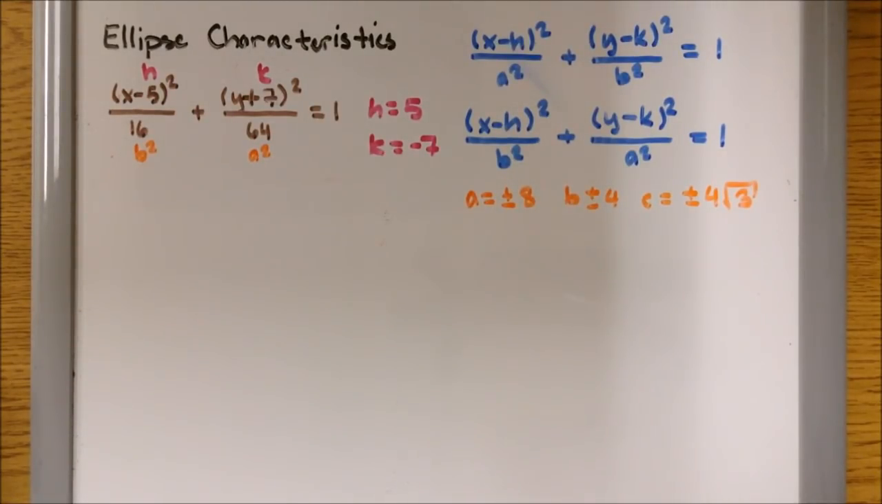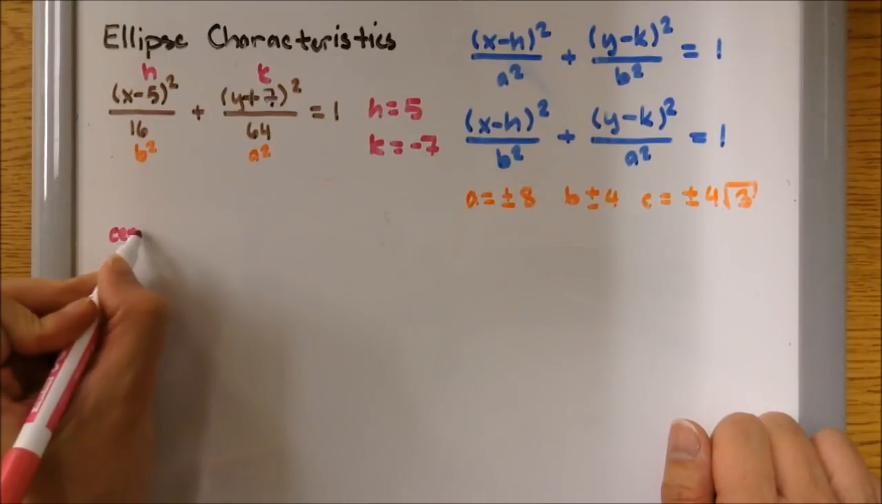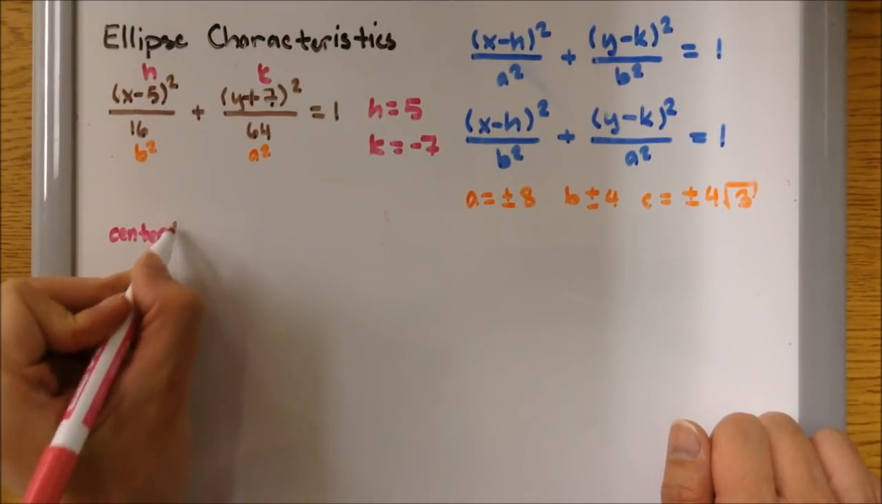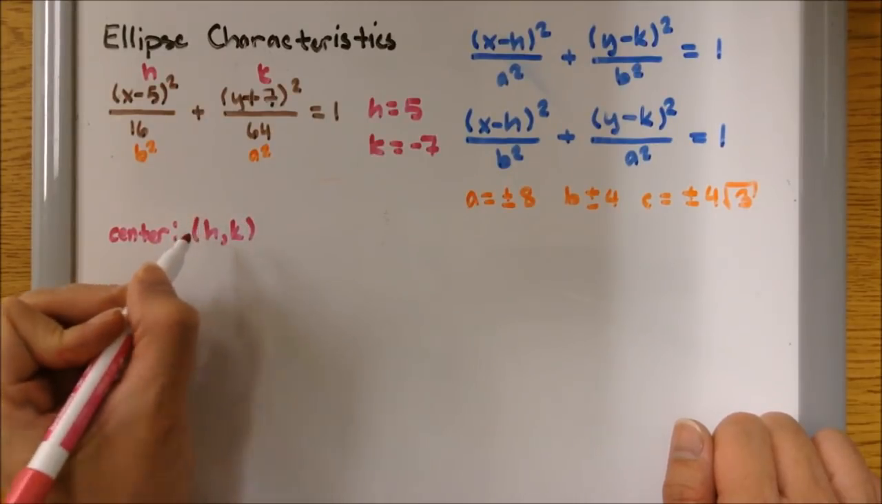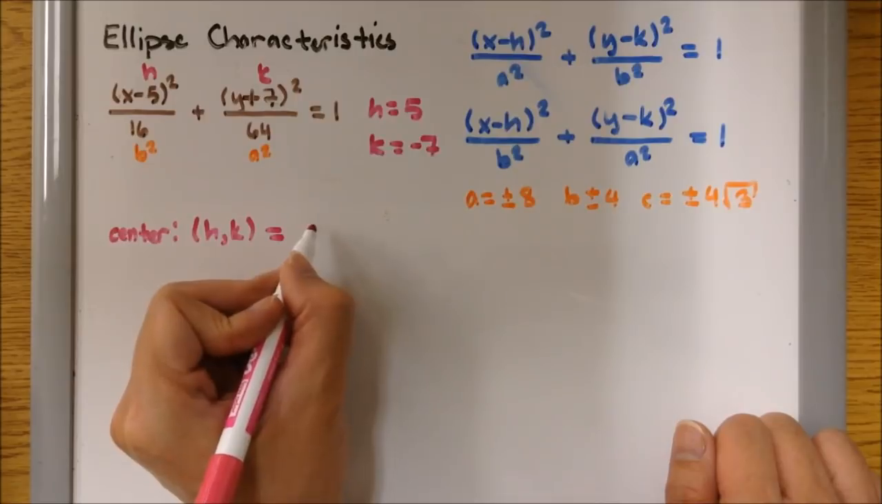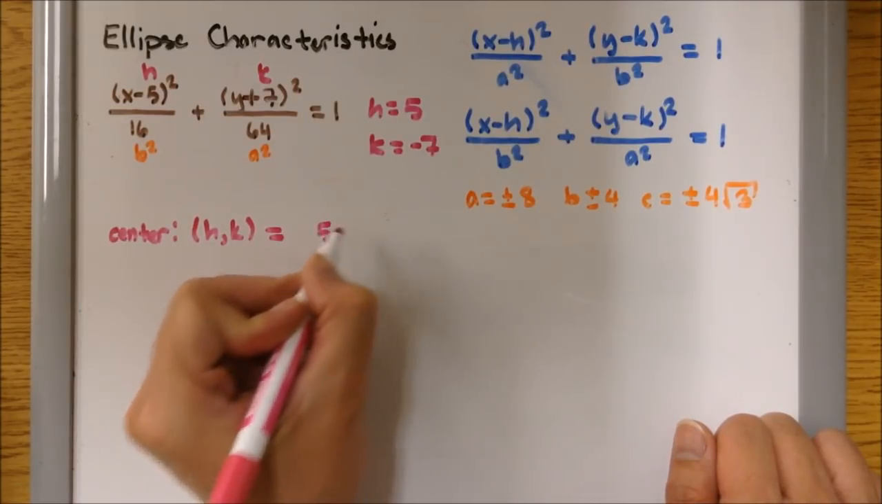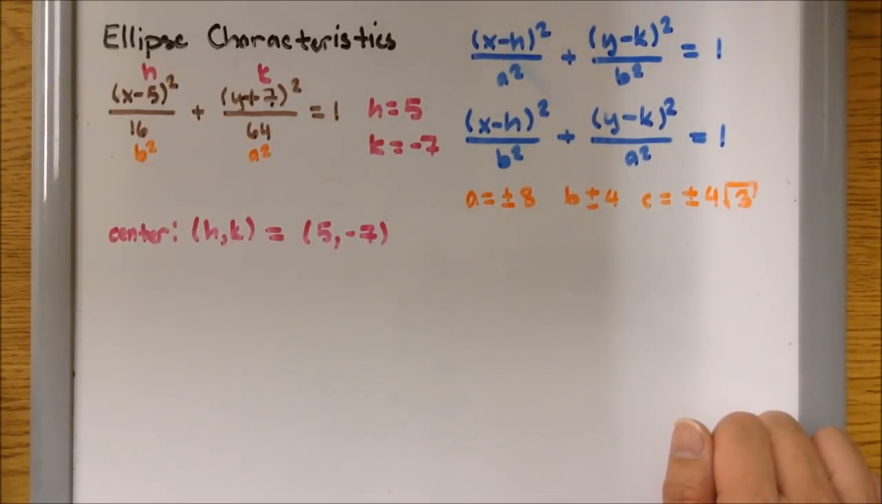Alright, so we got our a, b, c, h, and k values. So we're going to do our center, which will always be h, comma, k. So I'm just going to plug in the values. Our center would be at positive 5, comma, negative 7. So that's going to be our center. That's all you have to do.